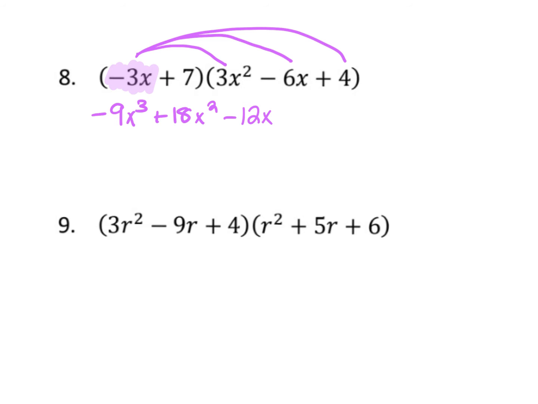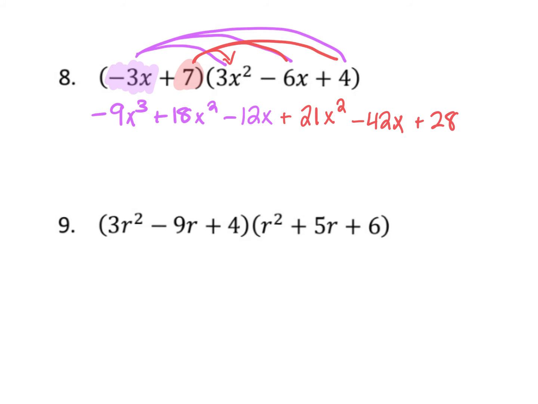Now I'm going to do this with my 7. I'm going to multiply it to everything on that second polynomial. So 7 times 3x squared. So 7 times 3 is 21. Just put the x squared with it. 7 times negative 6x. So 7 times negative 6 is negative 42. And keep the x. And then 7 times 4 is 28.